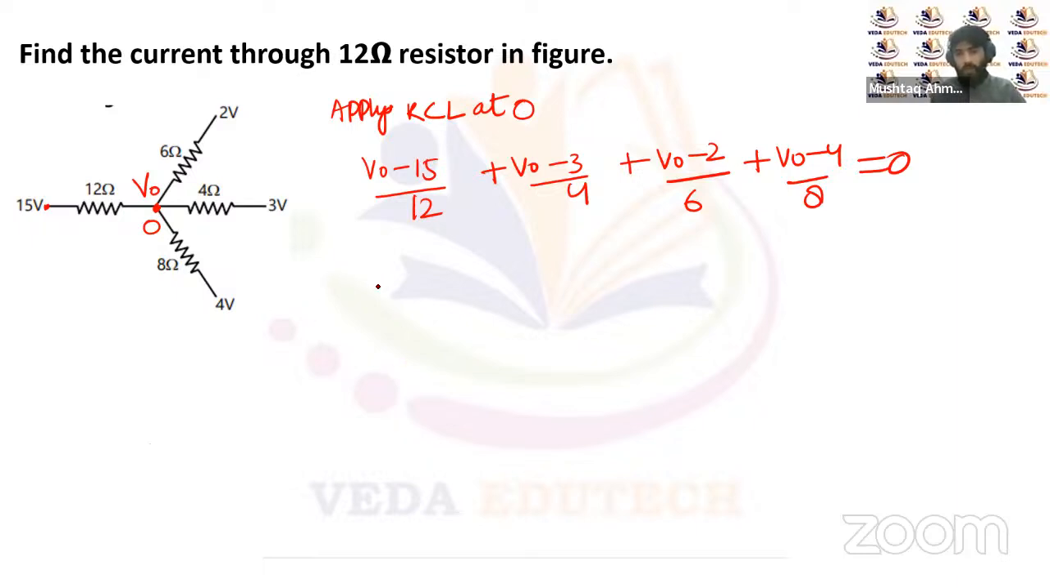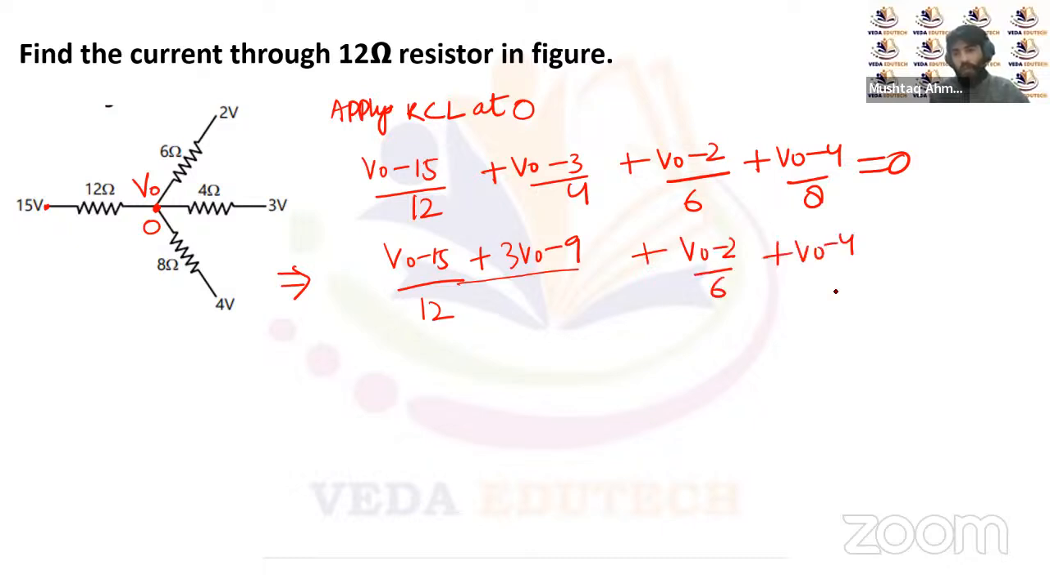Now we have to just solve this equation. So it will be (V naught minus 15) over 12, plus (3 V naught minus 9), plus (V naught minus 2) over 6, plus (V naught minus 4) over 8. That has to be equal to 0. Now let's solve these first two terms separately, this term and this term. So we know that V naught plus 3 V naught will be 4 V naught.